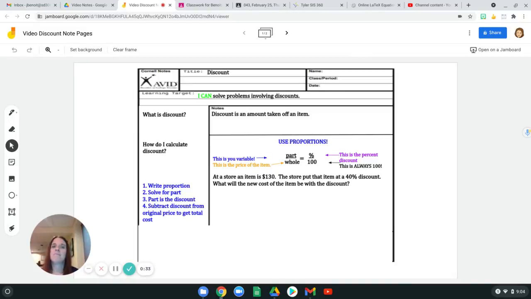What is discount? It's an amount taken off an item. Hooray! It's money that we don't have to pay. Always looking for a good discount. And when it starts to be with your own money, you're going to be looking for it too.